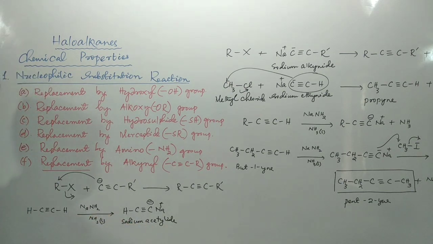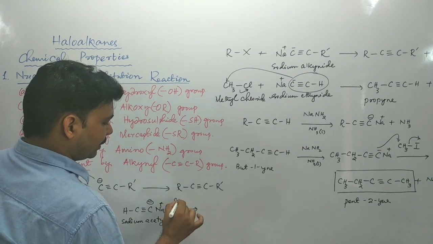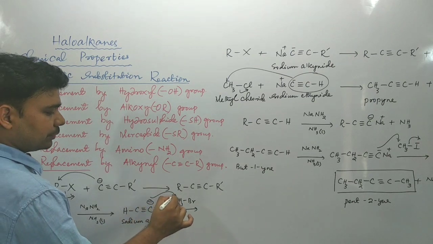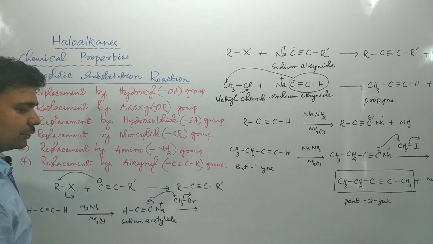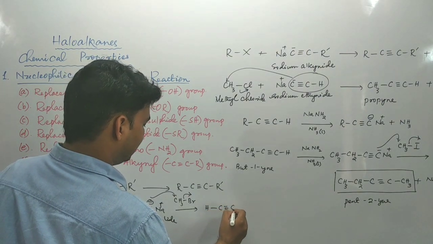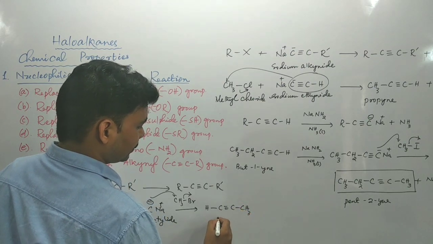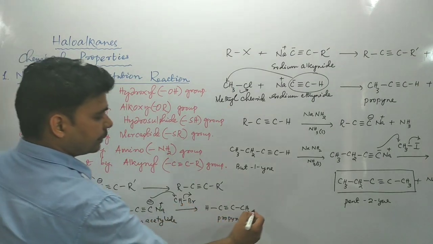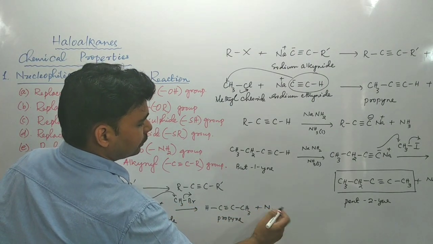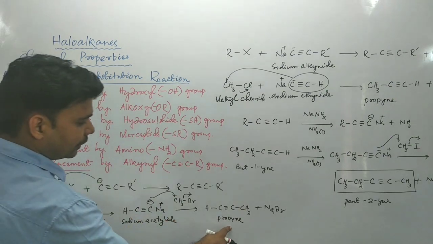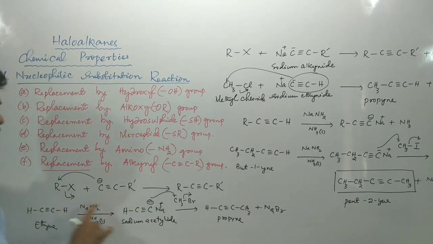Okay, then when it is treated with CH3Br, this carbon will approach the methyl group, and as a result of the nucleophilic substitution reaction, we could get HC≡C-CH3. So this is propyne, plus NaBr. So here the starting material was ethyne. Now it got converted into propyne. So we can convert ethyne into propyne.